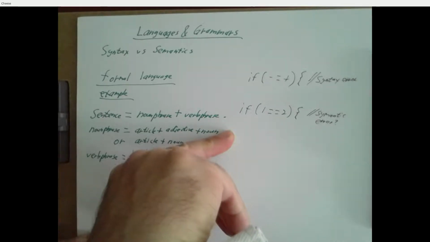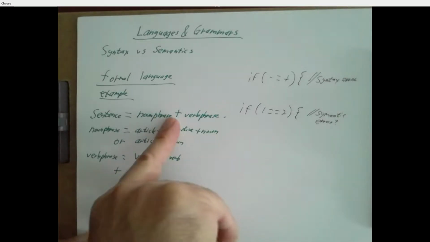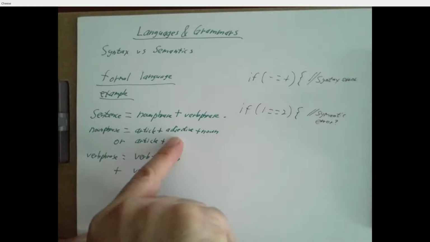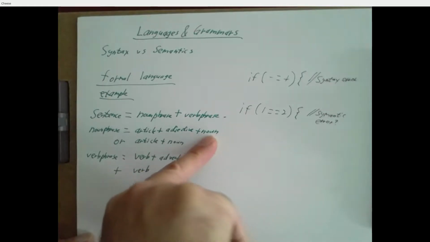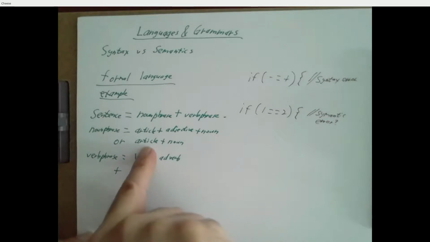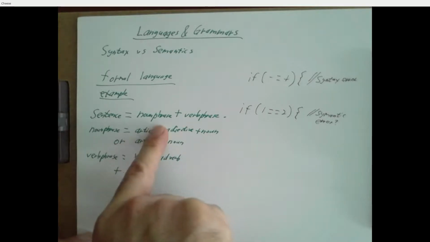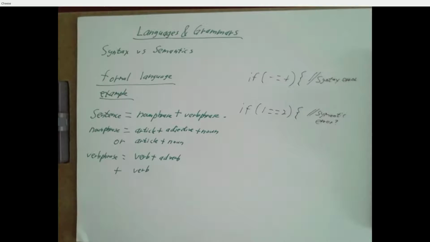Okay, this is going to be recursive eventually. How do we know if this thing is a noun phrase? Well, is it an article followed by an adjective followed by a noun? If it is, it's a noun phrase. If it's not, we could say, oh, is it an article followed by a noun? And if it is, it's a noun phrase. And if it's not, there's no other possibility. This is not a noun phrase. It's not a valid sentence.